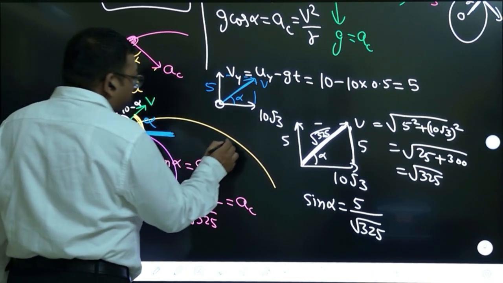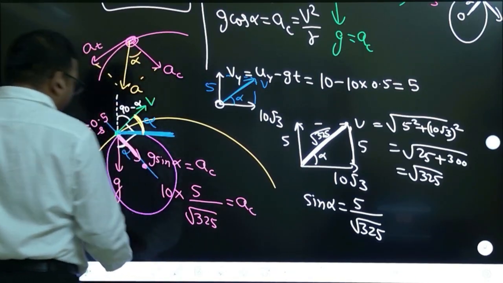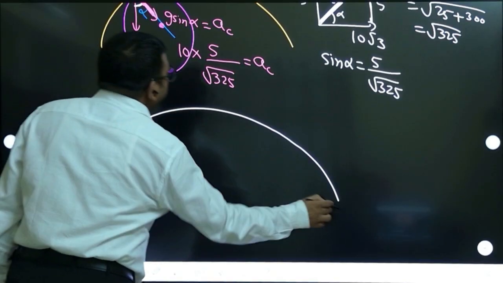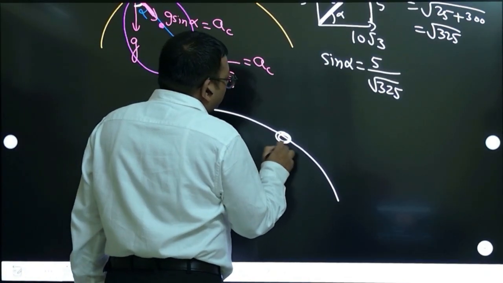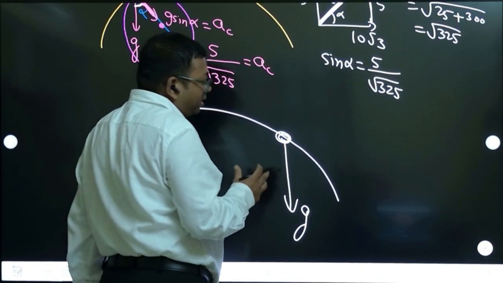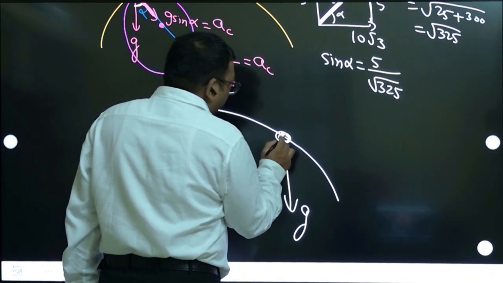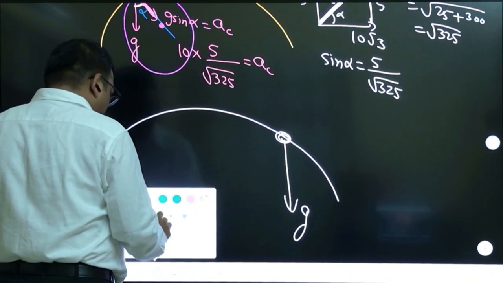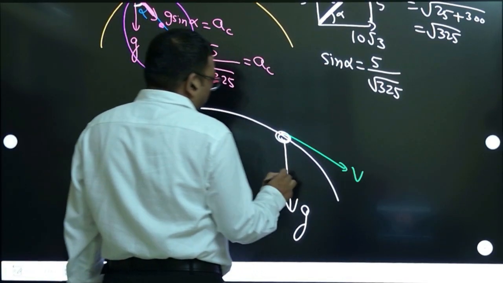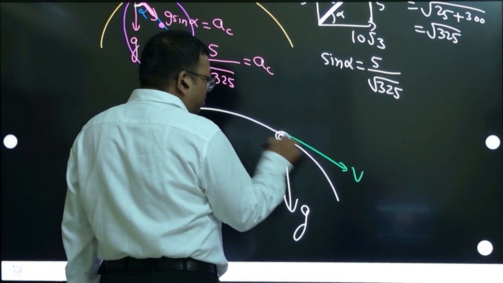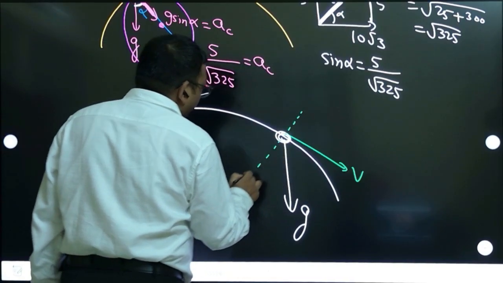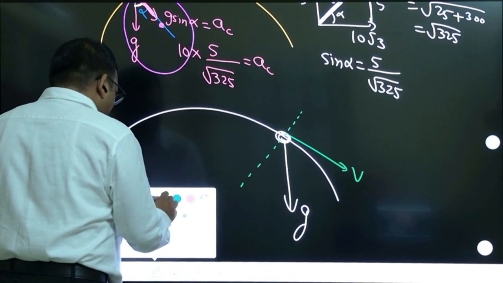Take anywhere. Suppose you take any general case, it is not only that one. Here g is acting this way. G means the total acceleration, the net acceleration. And the velocity, let us say, is in this direction. So tangential will be in the same way. Now here we need to think of a perpendicular, right? This is the perpendicular, this is the radial direction.